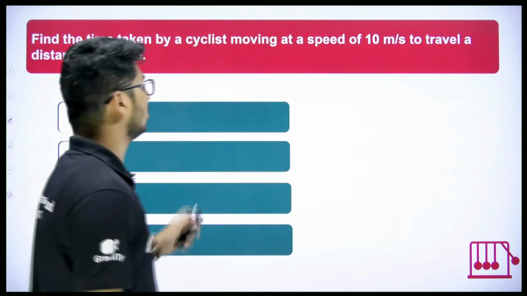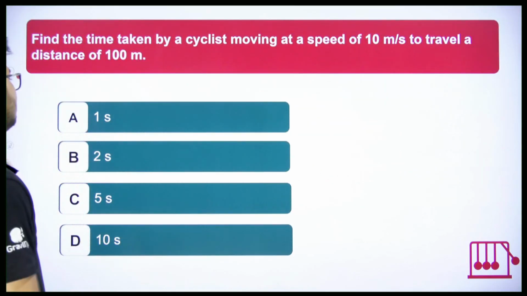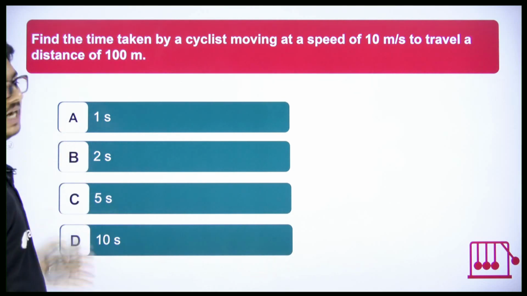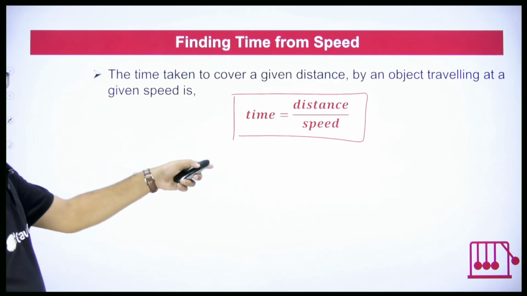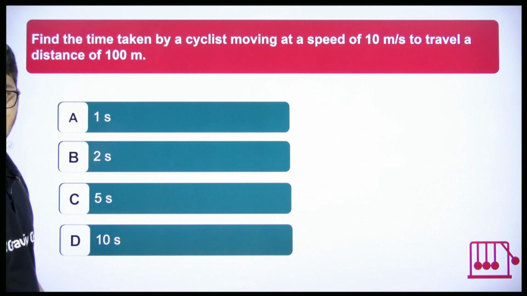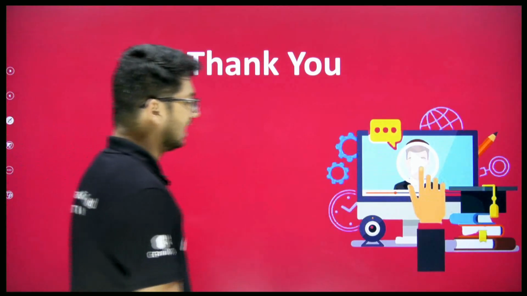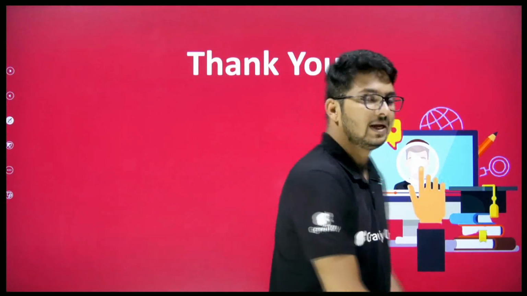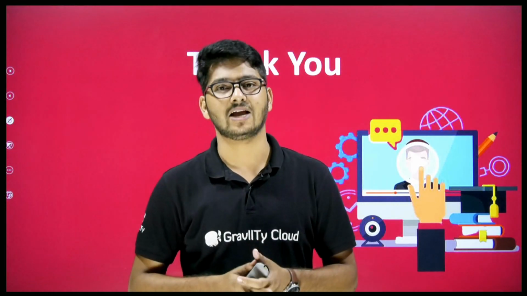Okay. Now there is one simple question. I'll leave this as an assignment for you. Here you have to find out time. Use the formula, and you will get the time in this case. So that's it, everyone. We learned about speed, distance, and time in this class. Also we learned about average speed. So please do practice. Practice is very important. Okay. Thank you. Thanks a lot.